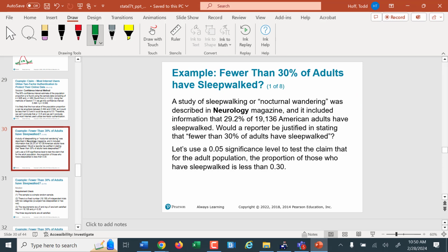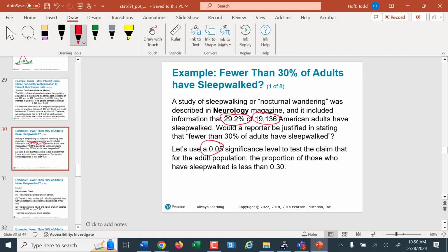Let's look at another example here. So our example here, we want to say that fewer than 30% of adults have sleepwalked. And our evidence here, our sample, in a sample of 19,136 Americans, only 29.2% have sleepwalked. Now you might say, well, that's really close to 30, but this is a really huge sample. So is the 29.2, is that small enough to say that we're pretty confident that the number for everybody is less than 30%? Well, let's go through the process.